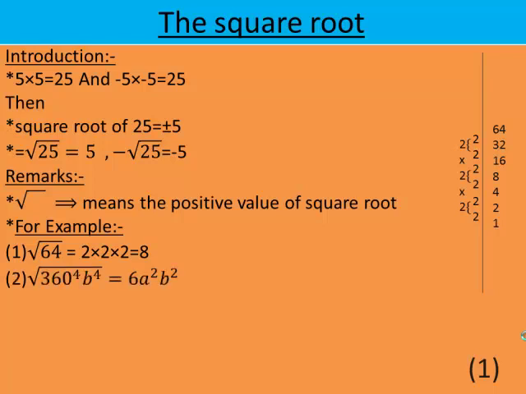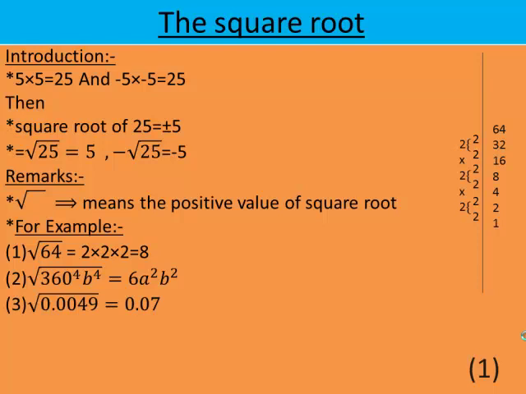The square root of 36 a power 4 p power 4 equals 36 a power 2 p power 2. That means we can find the square root of the number 36 alone. Then we divide the power under the root by 2. For example, a power 4 gives a power 2, and p power 4 gives p power 2, as an example.